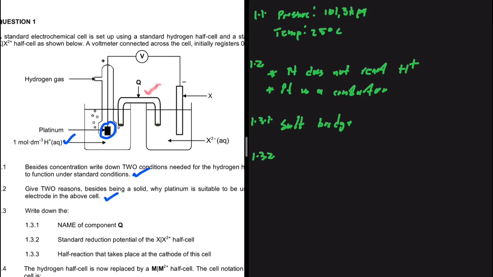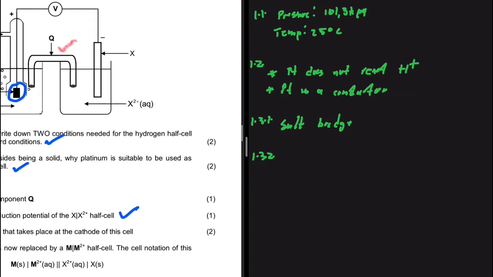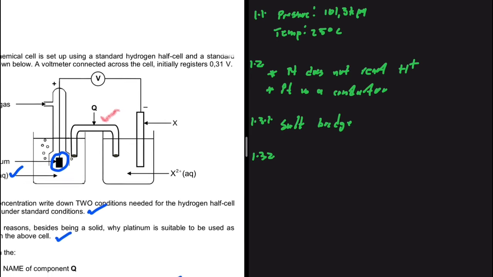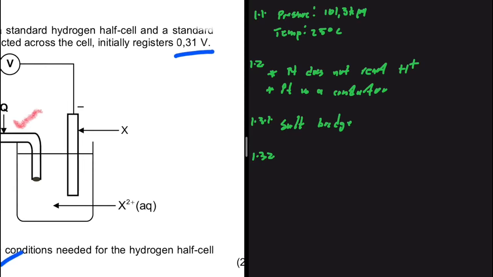1.3.2. What is the standard reduction potential of the X half cell? Right, this is for 1 mark. And when you are familiar with this kind of questions, you're going to be able to answer it without any difficulties. But here we sort of have to take the long route so I can show you what is happening. Let's look at the information we have. We are told that the initial EMF that is registered is 0.31 volts. So the EMF of our cell initially is 0.31 volts.